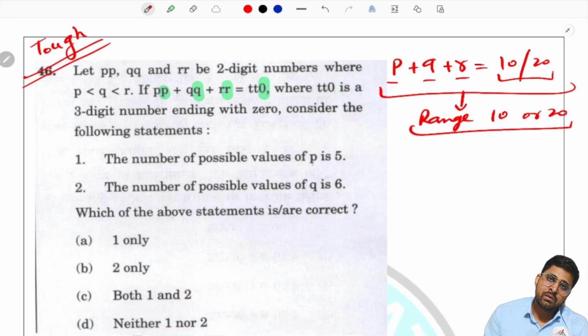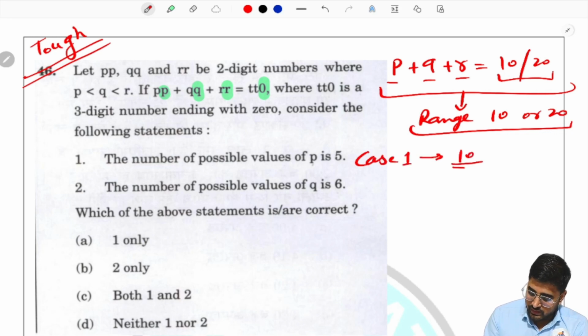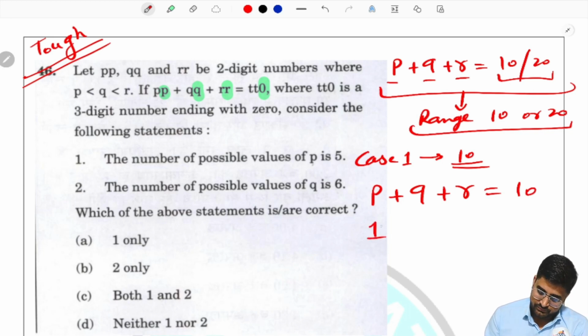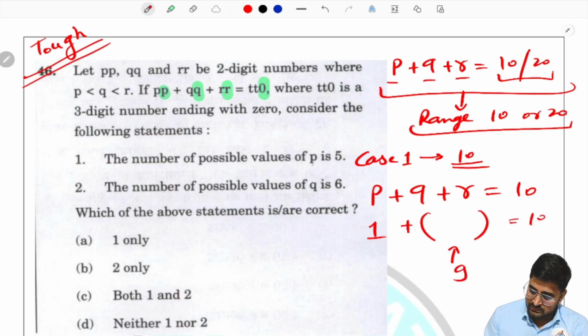Why am I saying or? Because this is a possibility. We have no clarity about this. Is it 10 or is it 20? But let's consider. It took time, please pay attention. So case 1, where we try to make it 10: P plus Q plus R is equal to 10. Let's fix P as 1. Now what do we have to make this 9 to make this 10.